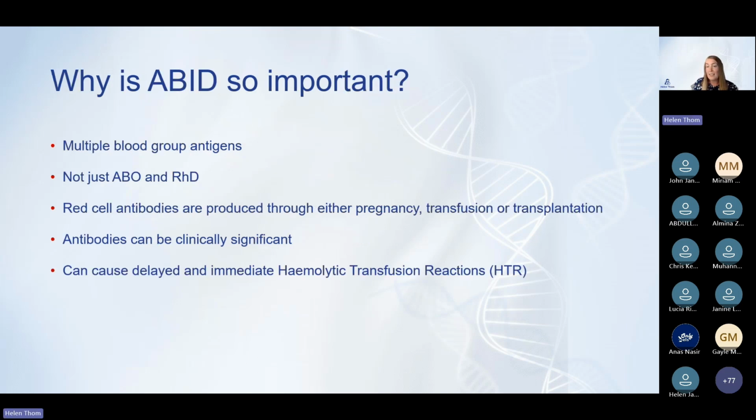So why is antibody identification so important? We're not just talking about ABO and RHD. There are hundreds of blood group antigens that we need to be thinking about. And your red cell antibodies can be produced either through pregnancy, transfusion, or transplantation. You can obviously have your naturally occurring ones as well.